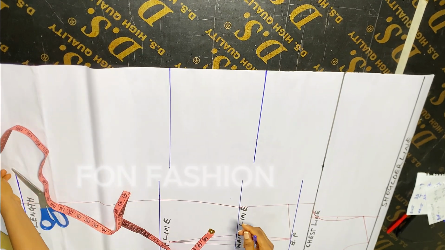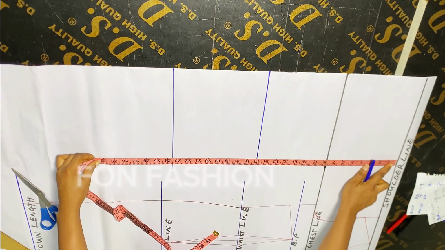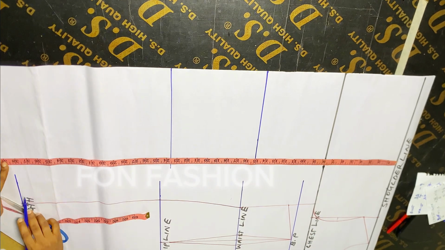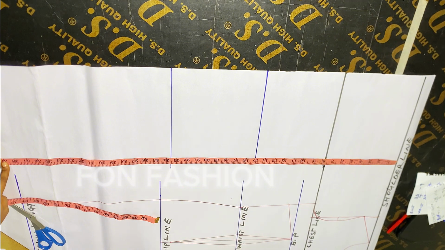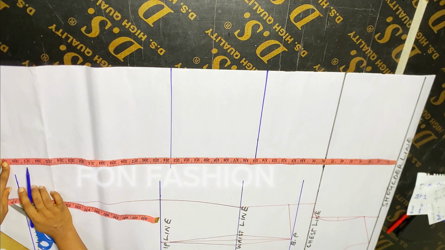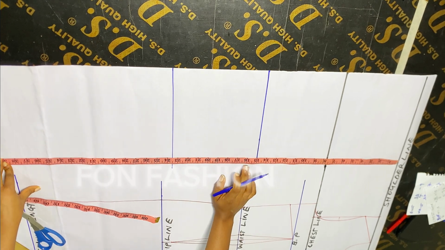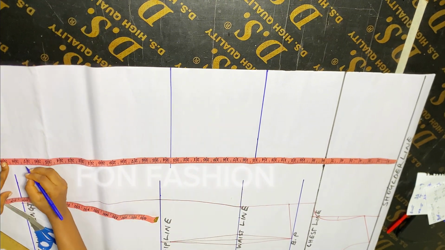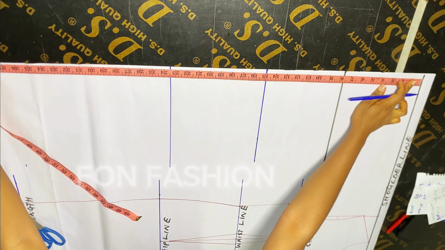Then for the gown length, we are going to measure from shoulder to the gown length, and the gown length is 38. But we are going to check the difference between the front length and the back length and minus it from this back length. For this, the front waist length is 16, while the back is 15. So the difference between the front and the back is just 1 inch. So we are going to minus 1 inch from the back full length.